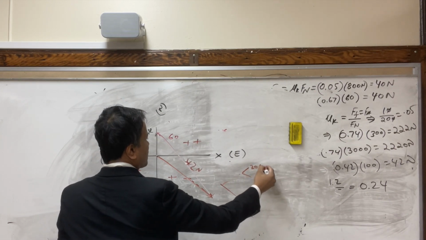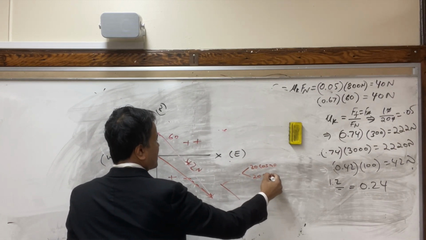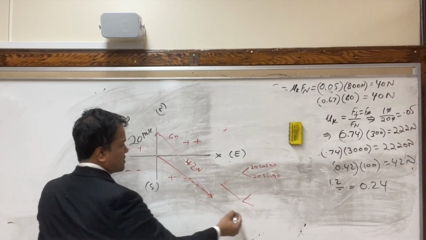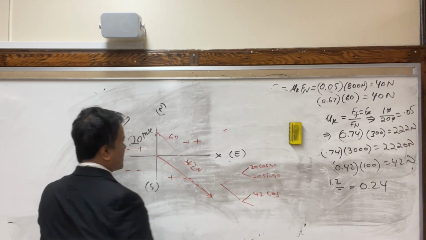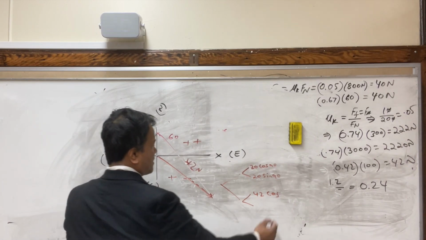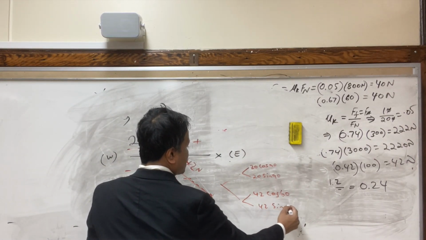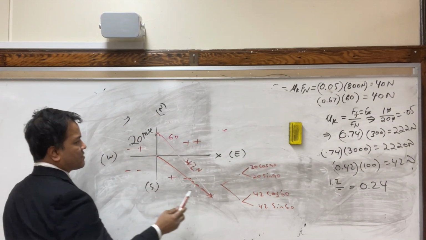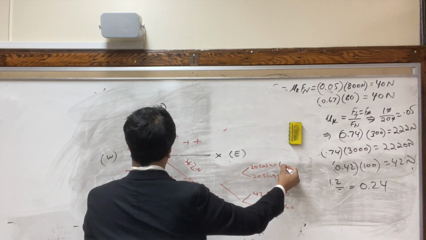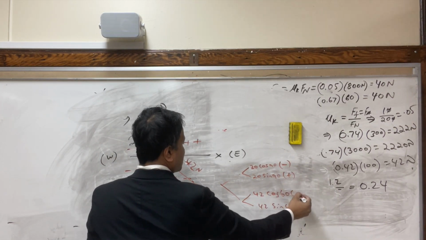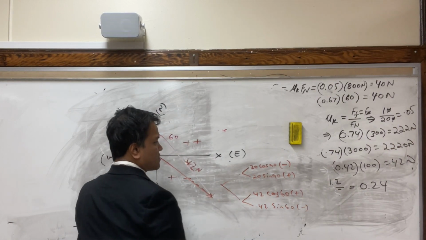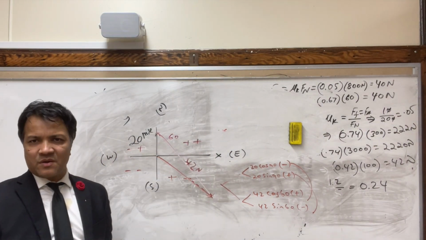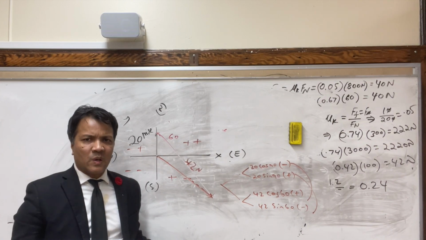20 cosine 90, 20 sine 90, and this one is 42 cosine 60, 42 sine 60. Since this is second quadrant, make sure the x is minus, y is plus, x is plus, y is minus. So once you have those, this is your x, add them up, and put it in the Pythagorean theorem. There you go, you get the answer. Good luck for tomorrow.